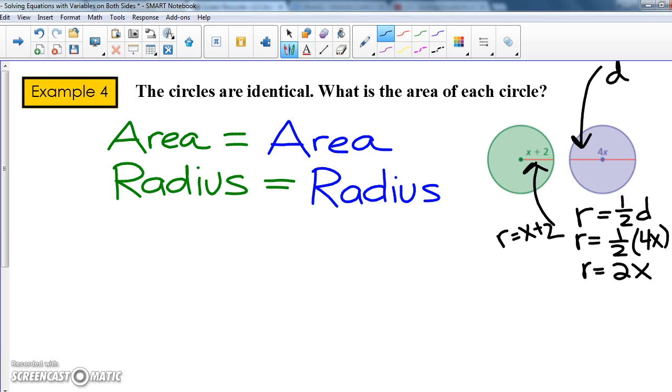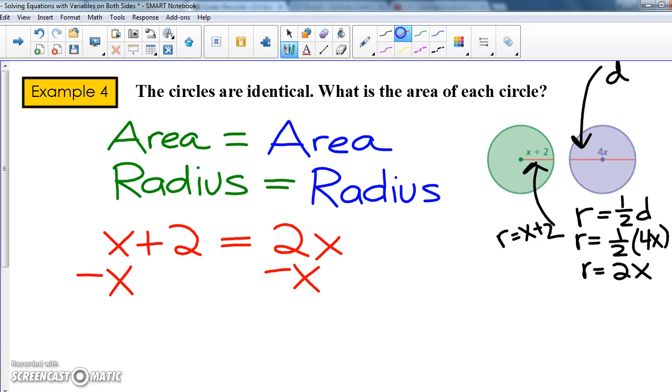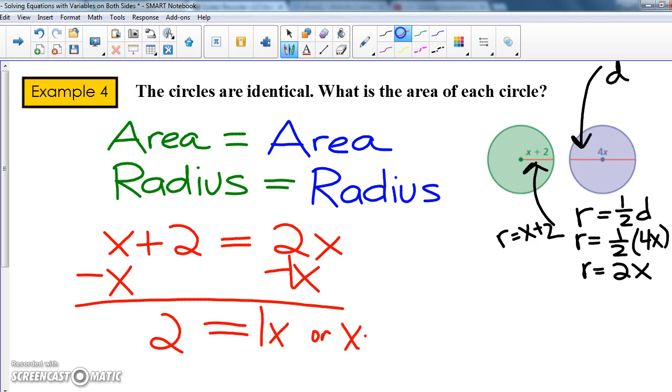So now that I know the radius of one is equal to the radius of the other one, I'm going to fill in what I just found out on the right here. The radius of the green is x plus 2. The radius of the purple is 2x. And now I have an equation that I can solve. So I'm going to move my x's over here to the right side. And I'm left with 2 equals, remember this is 1x. So 2 minus 1 is 1x, or just x equals 2.